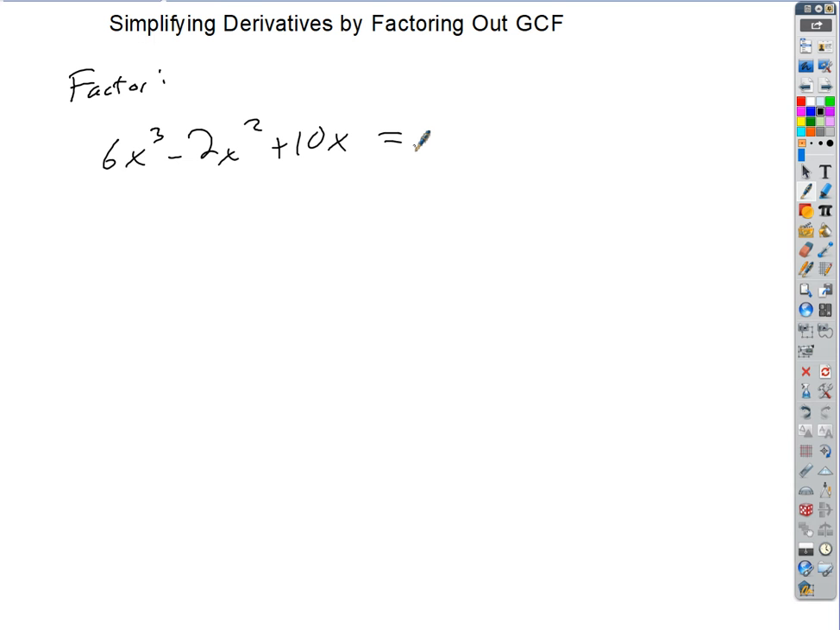Thinking clear back to Algebra 2, what's the first thing we always want to do when we're factoring something? Factor out the GCF, good, right? So what's the biggest thing I can undistribute from everything? 2x, which leaves me with 2x squared minus x plus 5.